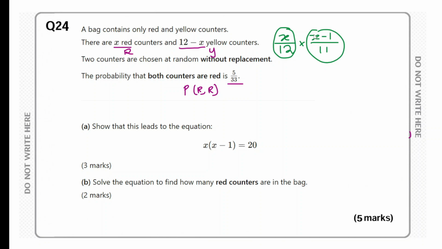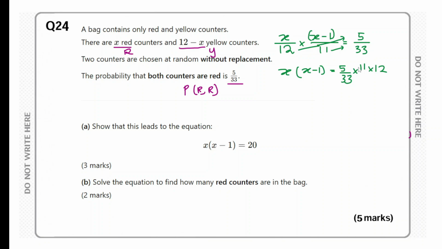Now the question says that it is 5 over 33. Now let's simplify this further. I'm going to put brackets here just in case. Now x bracket x minus 1 is equal to 5 over 33. I'm going to move both 11 and 12 to the other side, so multiplied by 11 multiplied by 12. Now you can clearly see 11 goes into that 3 times.